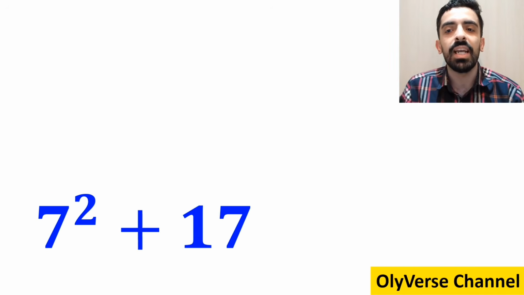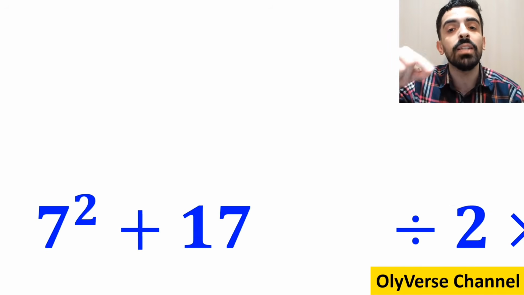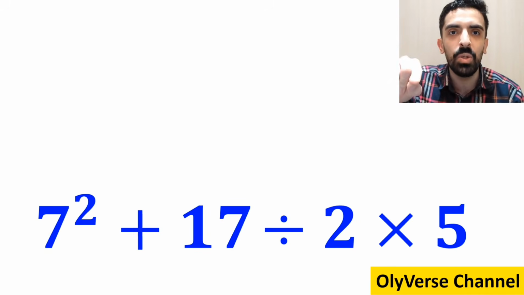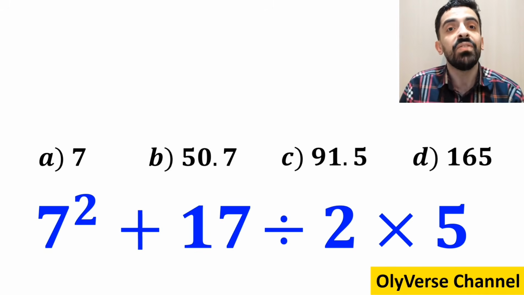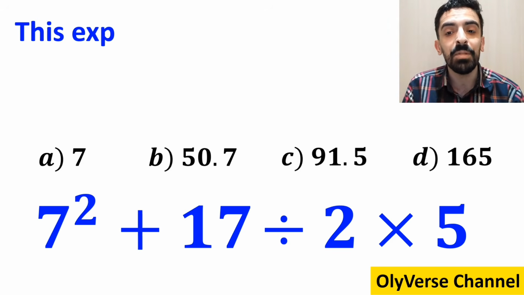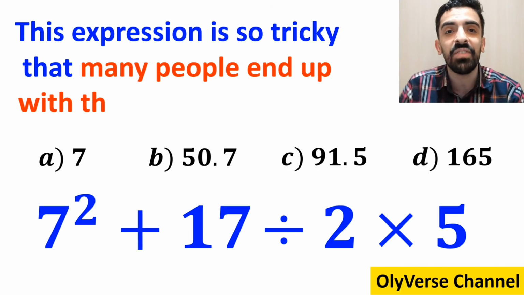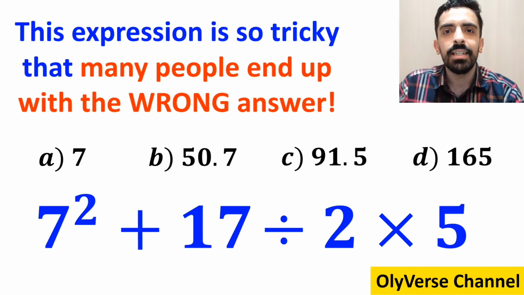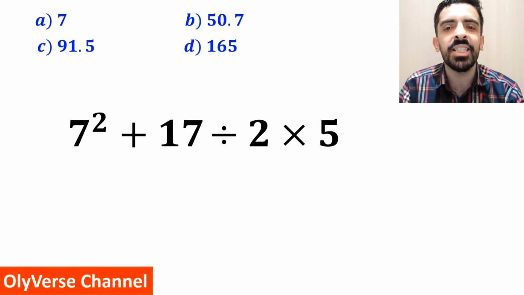What is the value of the expression 7 squared plus 17 divided by 2 multiplied by 5? Which option do you think is the correct answer to this question? This expression is so tricky that many people end up with the wrong answer. Let's go step by step and solve it together.